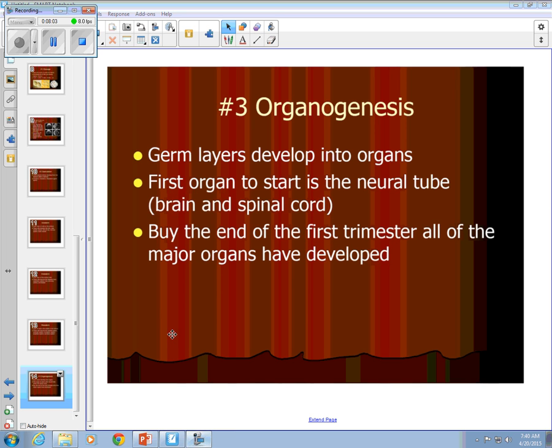So that is the early development of an embryo and how the sperm fuses with the egg and how it gets in, and different layers of an embryo.